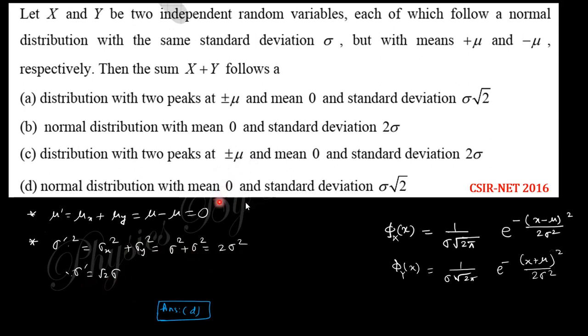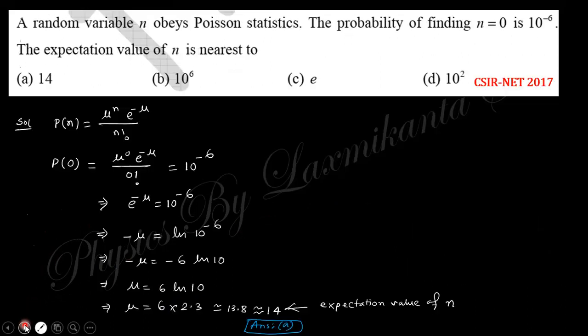So this option D matches with this answer. Next one, a random variable n obeys Poisson statistics. The probability of finding n equal to 0 is 10 to the power minus 6. The expectation value of n is like that.